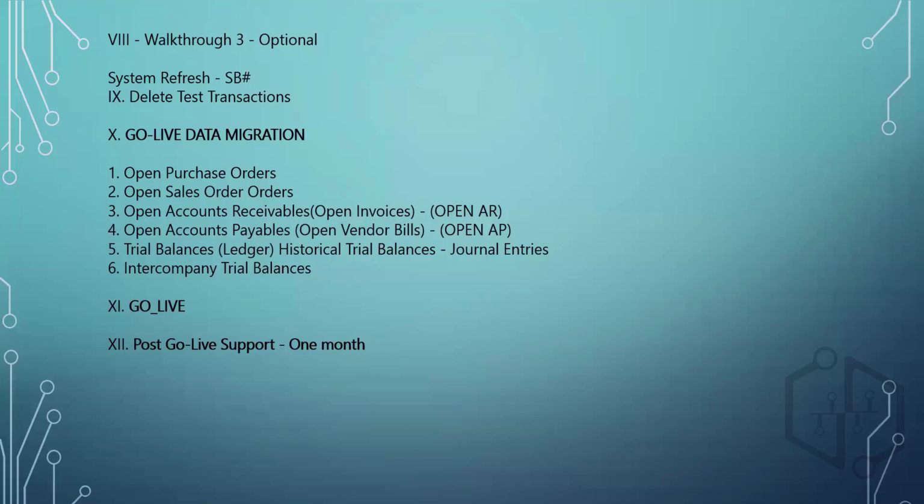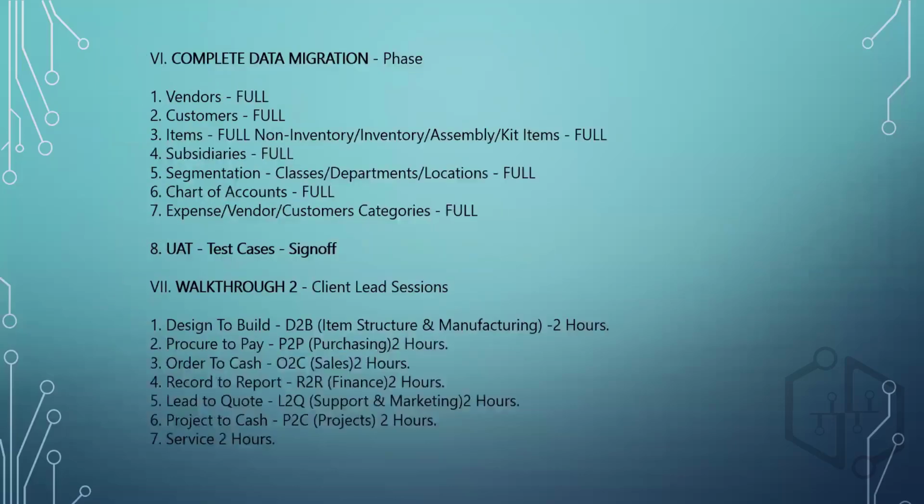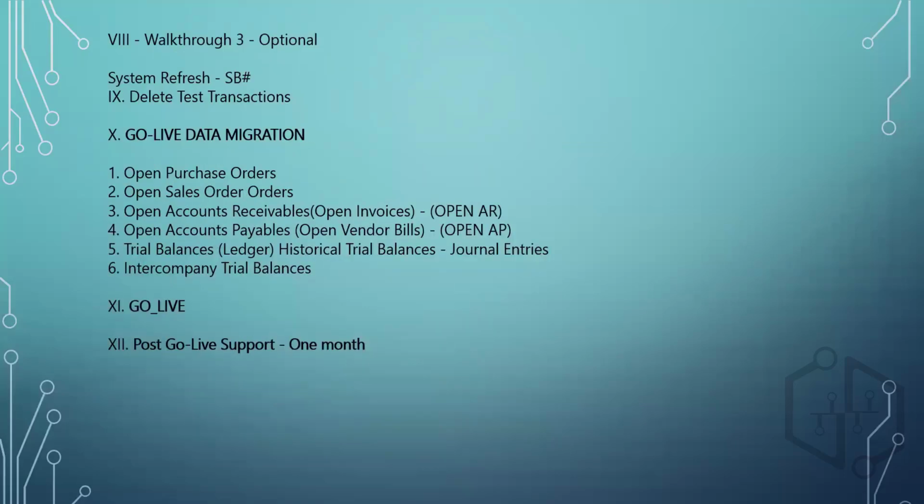What is a go live data migration? So till here, whatever we've done is master data imports, right? Customers, vendors, items, subsidiary segmentation, chart of accounts, expense categories, vendor categories. All these things are your data migration masters. Now, just before you go live, there is some transactional data that you have to import into the system. As we spoke about, this is applicable only to the users who already have certain open purchase orders and open sales orders. If it is a brand new business, then obviously all these things are not required.